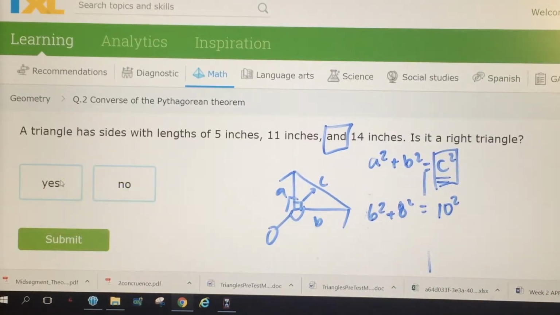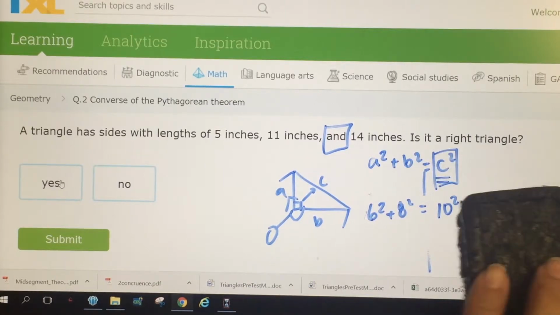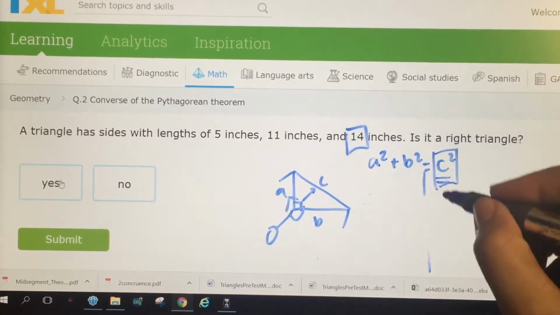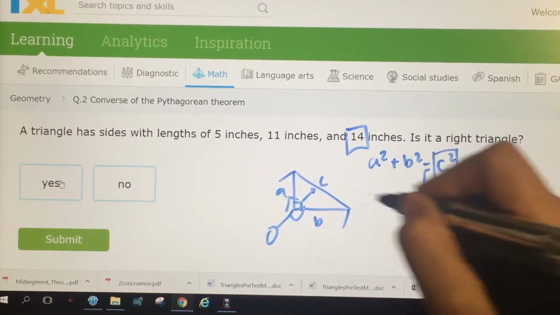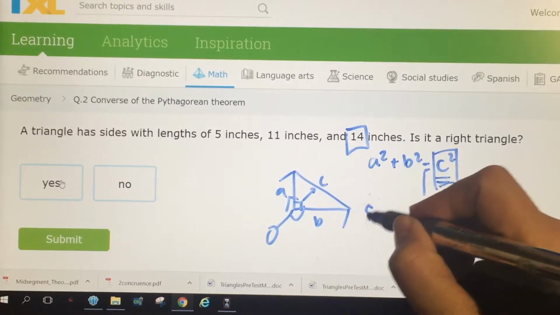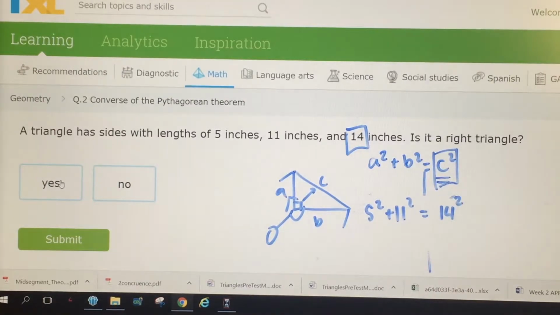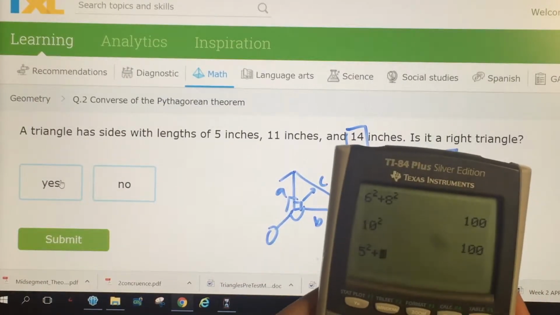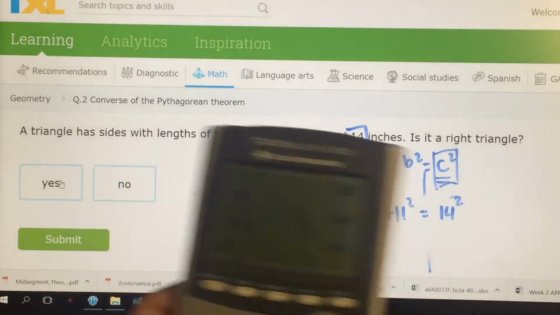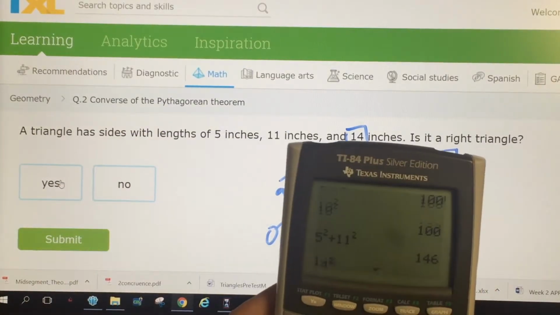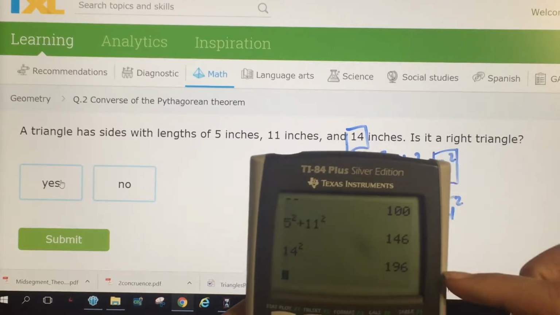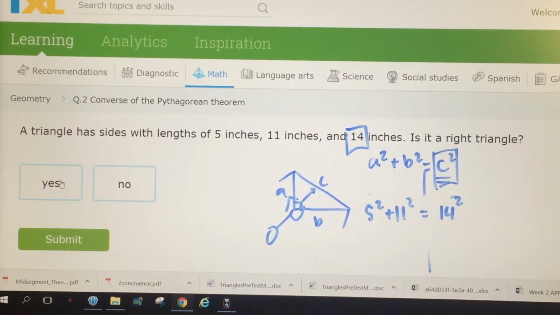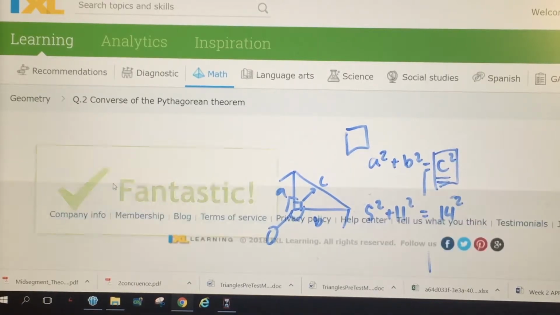And you're pretty much doing that over and over and over. Find the longest side. So the longest side is 14. That's always going to be your C. So 14 squared. And A and B order doesn't matter. So 5 squared plus 11 squared. And then you're just checking it. So 5 squared plus 11 squared is 146. And what's 14 squared? 196. Are those the same? No. So this added together is not equal to this. So it is not a right triangle.